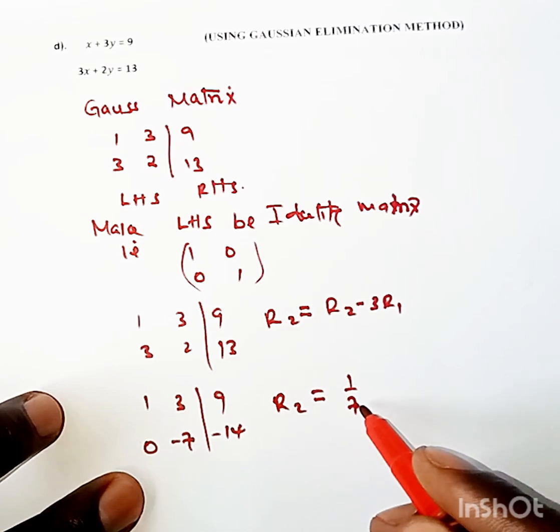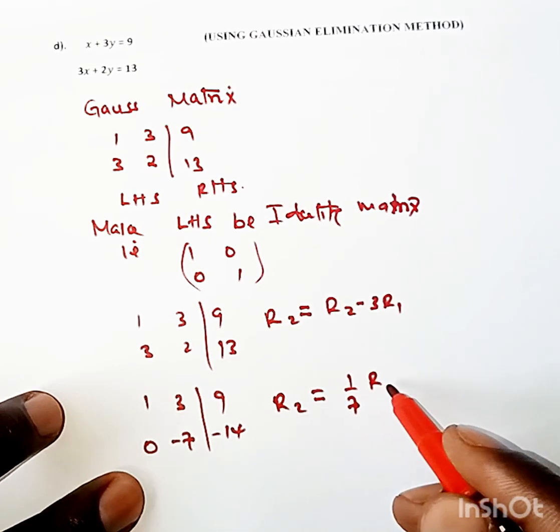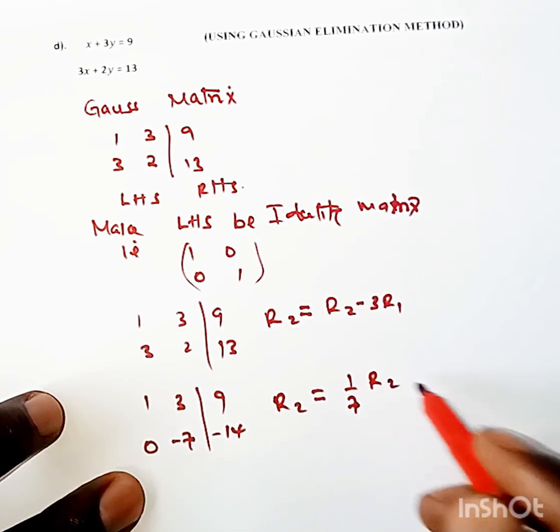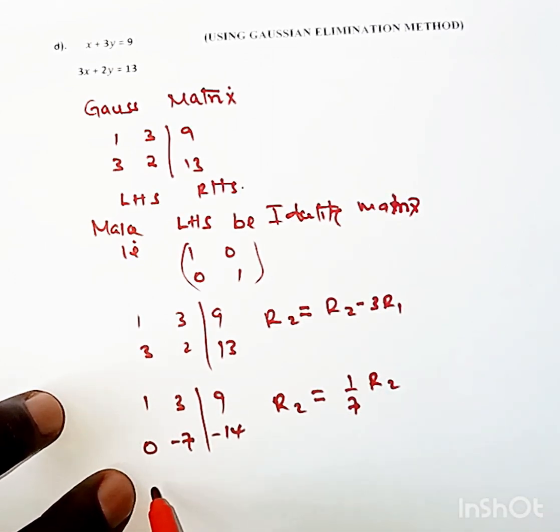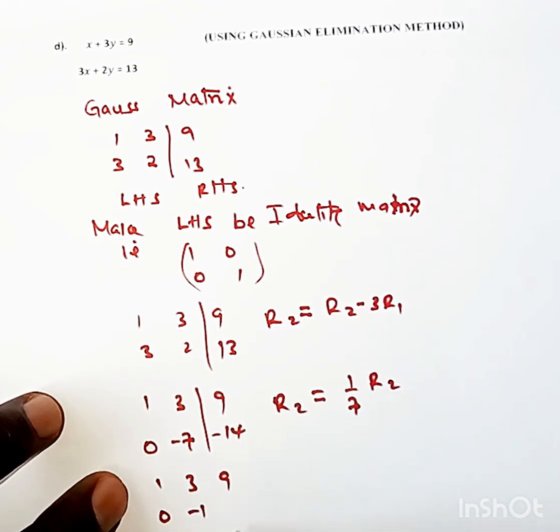Then we apply another operation, that is row 2 equals to 1 over 7 row 2 itself. So we multiply it by a scalar. So we'll have 1 3 9, and here we have 0, then we have negative 1, and then negative 2.